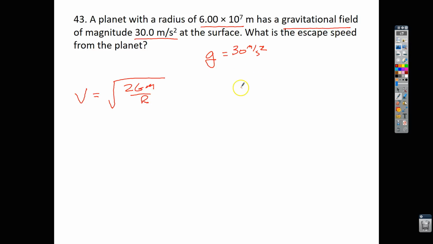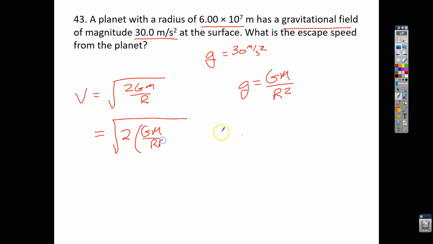And we know that g, the equation for gravity, is equal to big G times big M all over r squared. So we want to turn this thing into g M over r squared, or reduce it down to this. To do that, you'll say 2 times our equation for g, which is big G, big M all over r squared.